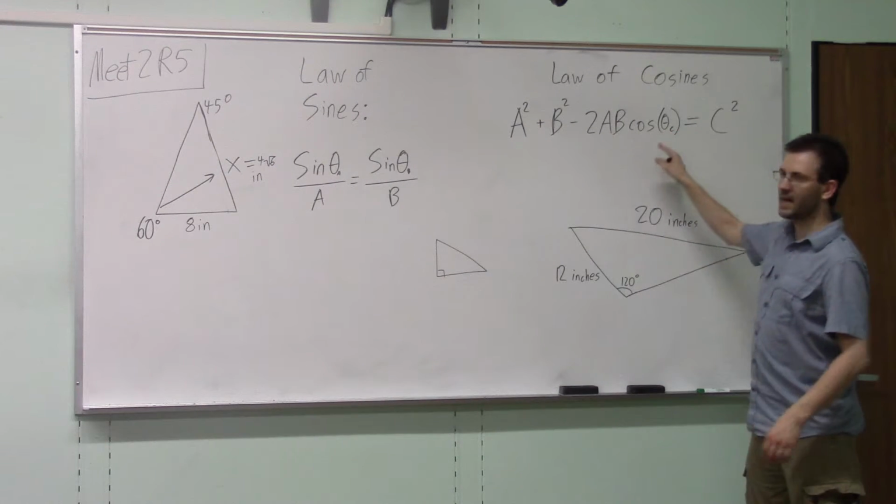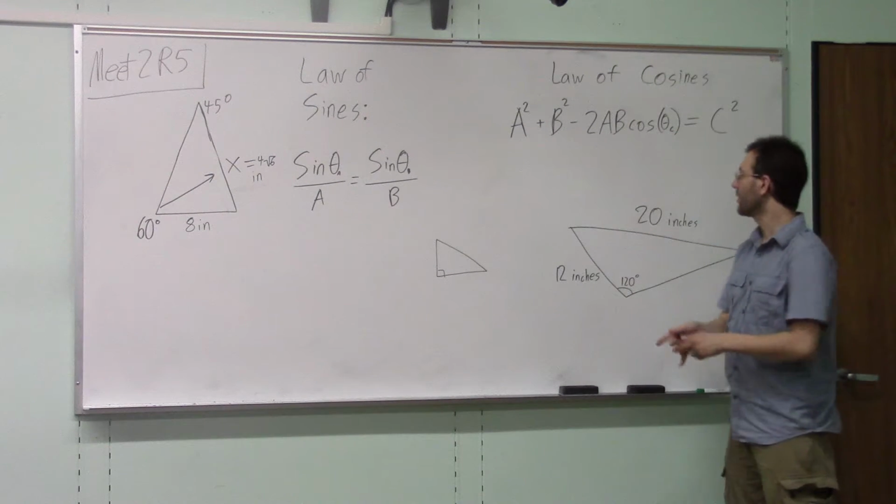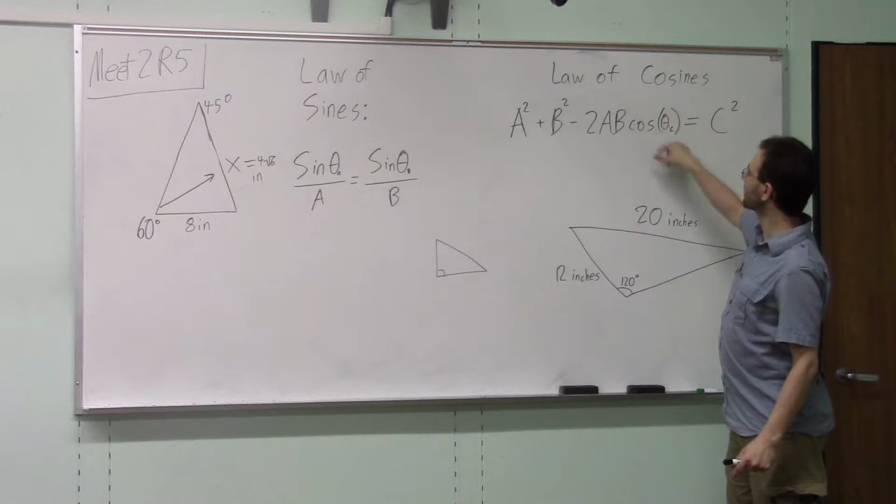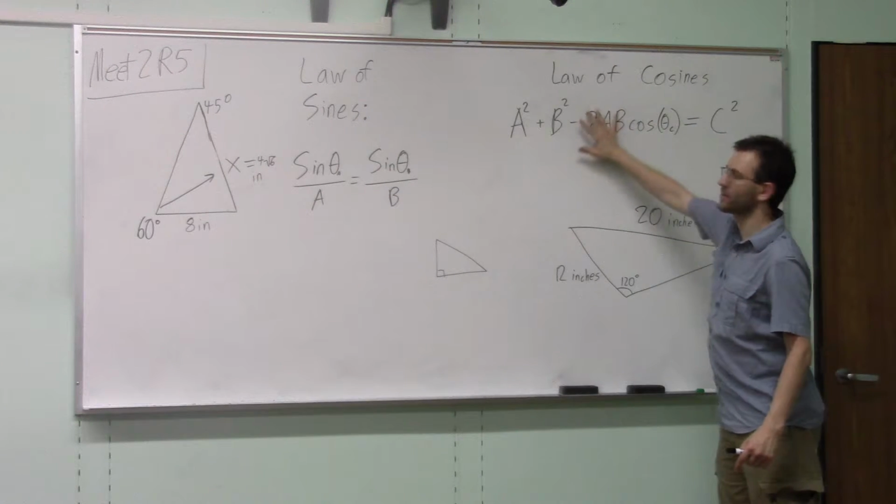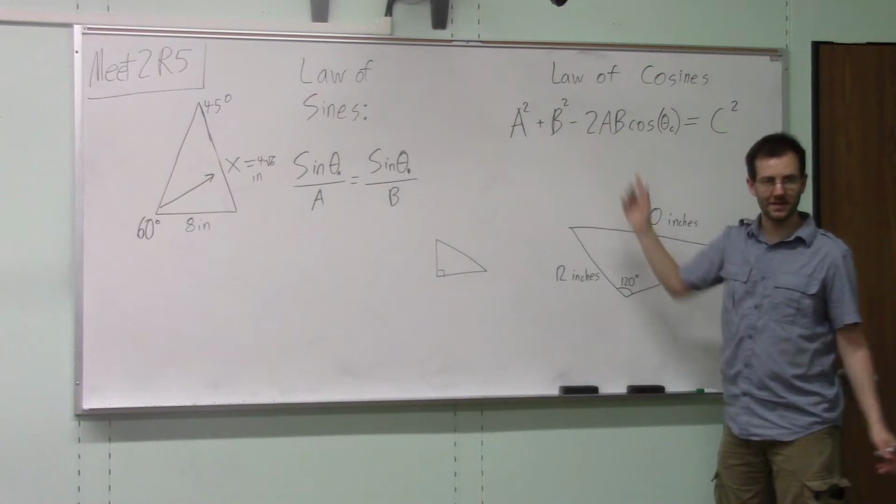See, the cosine of a 90-degree angle is exactly 0. So when you have a 90-degree angle, this basically goes away. It becomes 0 and it's gone, and you have Pythagoras.